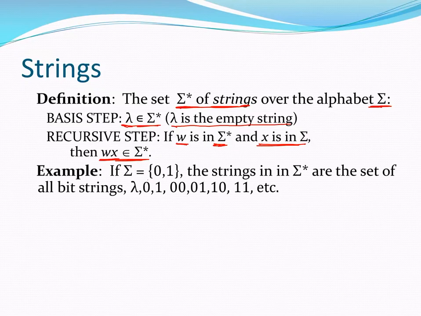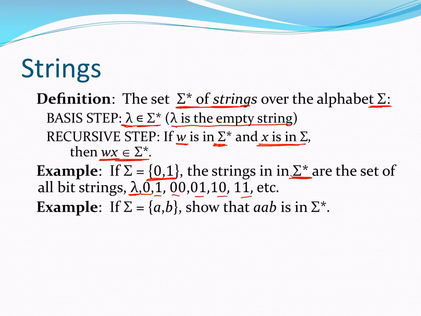And here's an example. If my alphabet is 0 and 1, what is the set of strings? Well, it starts with lambda in the basis step, and then 0 and 1, then 00, 01, 10, 11, and so forth.